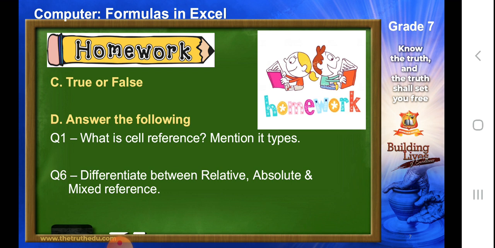So students, for homework we are going to do true and false, and answer the following question number 1 and question number 6. Question number 1 is: what is cell reference and mention its types, and question number 6 is: differentiate between relative, absolute and mixed references. These two questions we are going to do in our computer notebook. I hope you have already done yesterday's homework in your notebook. You have put the date, you have put the heading, you have filled the index, and you have answered yesterday's homework question. And today we are going to do these two questions in our homework.